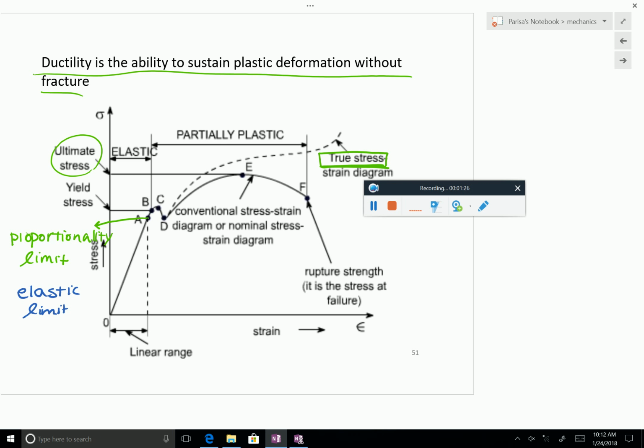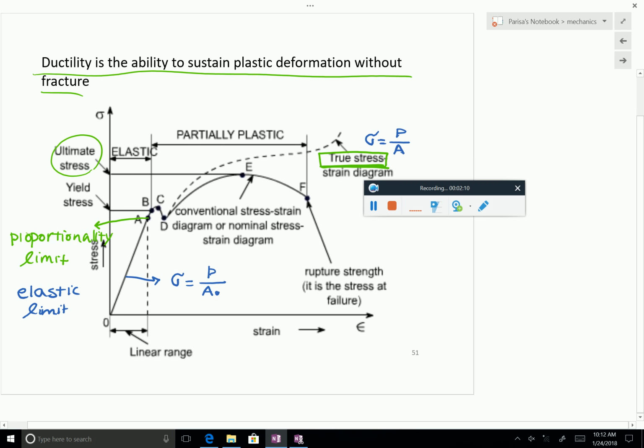And then if you're looking at engineering stress, that's the solid line. It reaches a maximum, and then it goes down, and you have rupture. If you look at the true stress, let's remind ourselves what that is. True stress is when we divide the force by the area as it is deforming. Think about the videos. Engineering stress, the solid line, is basically divided by the original area.